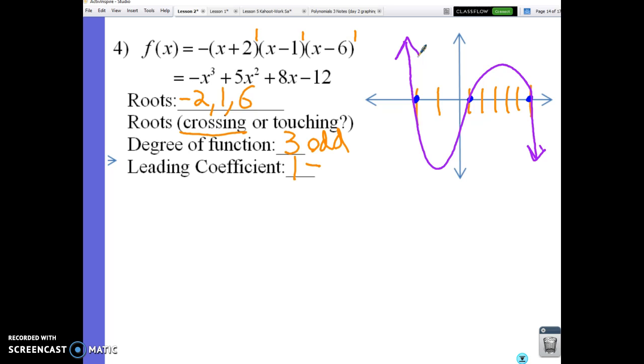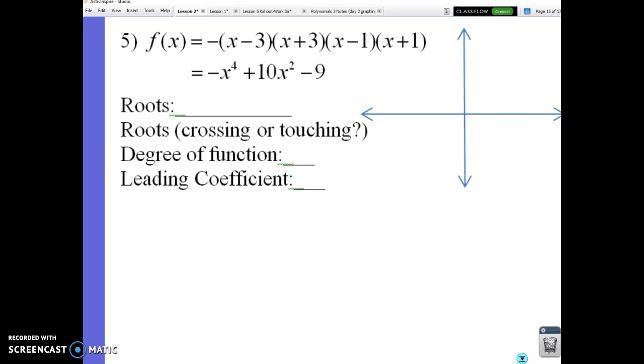Alright, I'm going to move on to problem 5. So here's problem 5. The roots: we've got a root at 3, -3, 1, -1. They'll all be crossing. The degree is 4. That's an even number. The leading coefficient's a 1 and it's negative. So both of the endpoints should be going down since it's even with a negative leading coefficient.